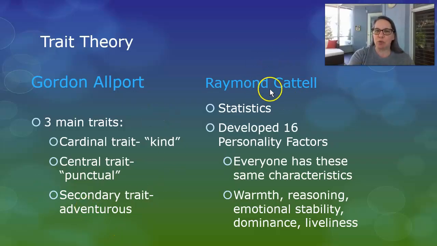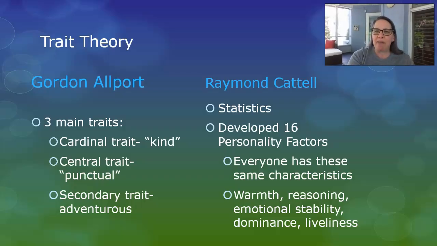And then there is another trait theorist. His name is Raymond Cattell. He used statistics and statistical theory to come up with 16 different personality factors. So he said that our personality was dependent on 16 different personality factors. He said that everyone has these same characteristics. It's just on kind of a sliding scale. So a couple of examples of some of the 16 that he talked about: warmth, reasoning, emotional stability, dominance, liveliness.